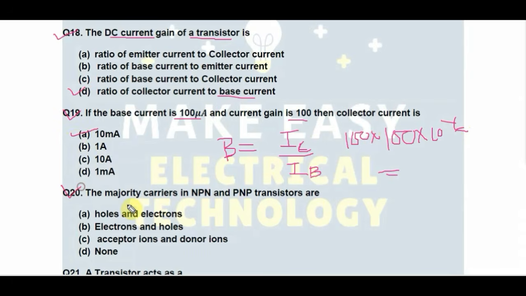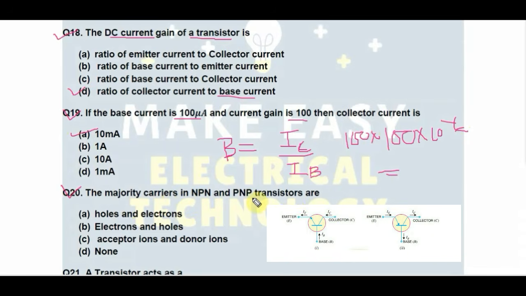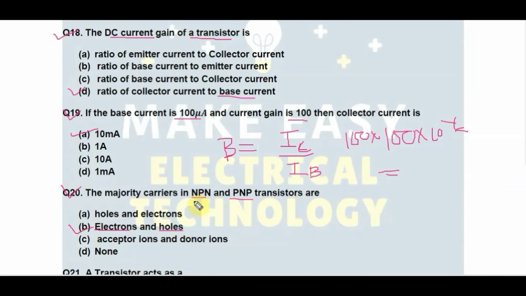In the next question, the majority carriers in NPN and PNP transistors are, for NPN transistor, electron is the majority charge carrier and for PNP, holes are the majority charge carrier. So, option B is the correct answer. Similarly, for minority charge carrier, for NPN it will be hole and for PNP it will be electron. If the question comes as minority charge carrier, then option A will be the correct answer.